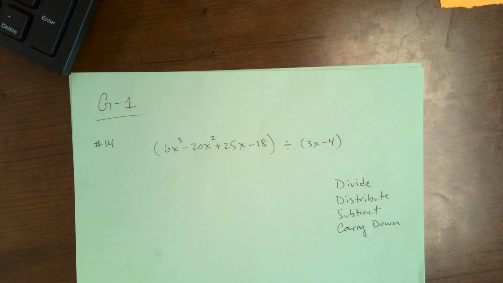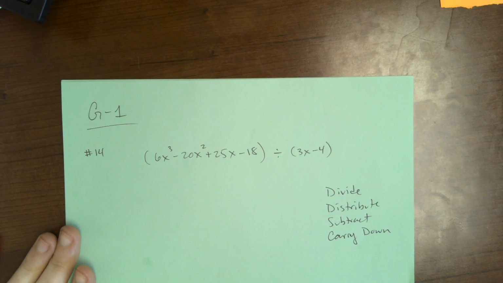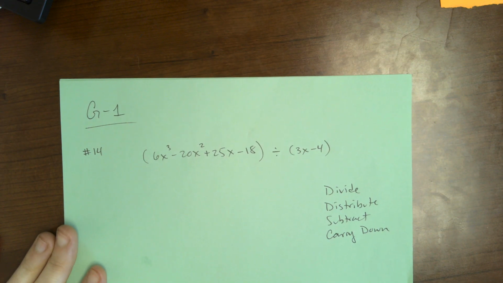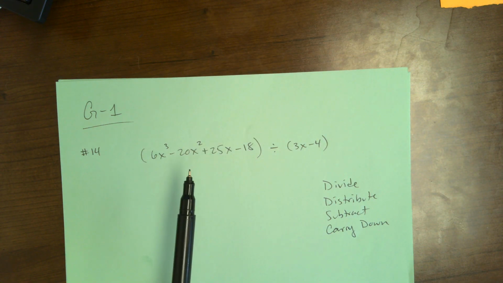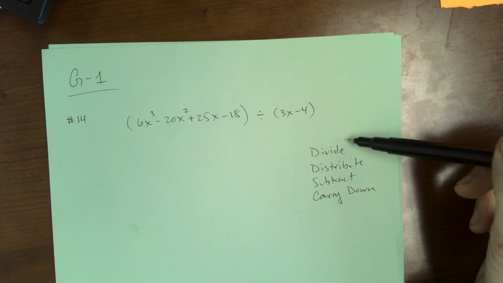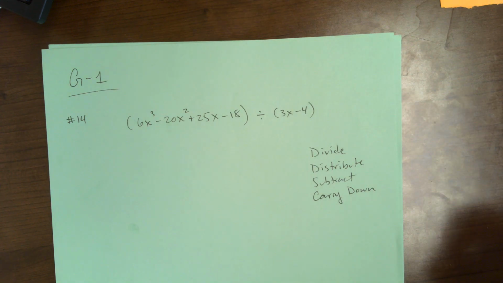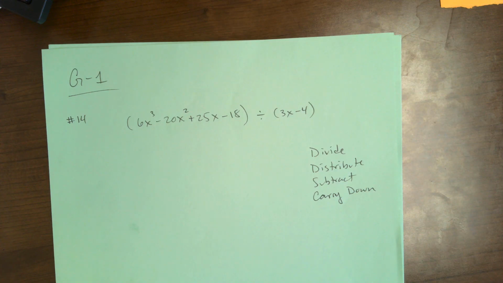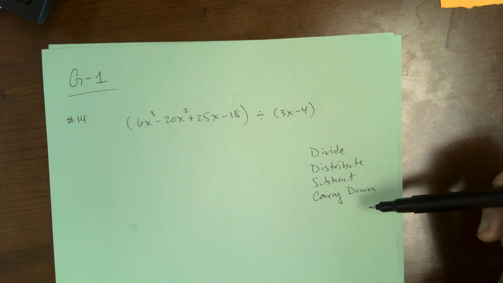Okay guys, so this is the video where I go over one of each type of problem that will be on the exam. So the types from G1. This is number 14 from G1. This is long division, and these are the steps we're just going to repeat until we end up with a remainder or not at the end of the process. We're going to divide, distribute, subtract, carry down.